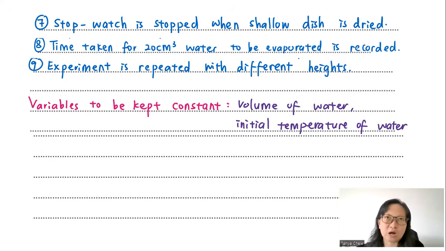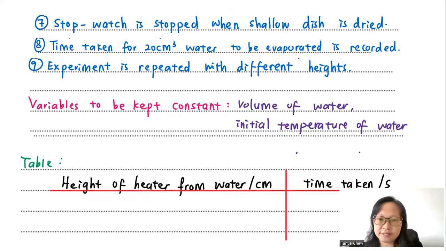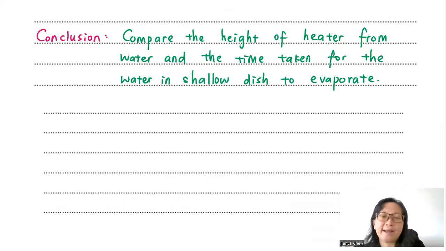And of course, I need to write down the variables to be kept constant during the experiment. So I make sure that the volume of the water will be the same whenever I repeat with different heights, and the initial temperature of the water. And this is my table: height of the heater from the water that I change, the unit is cm, and the time taken, which is measured in seconds. And for the conclusion, I said that I compare the height of the heater from the surface of the water, and the time taken for the water in the shallow dish to evaporate completely.